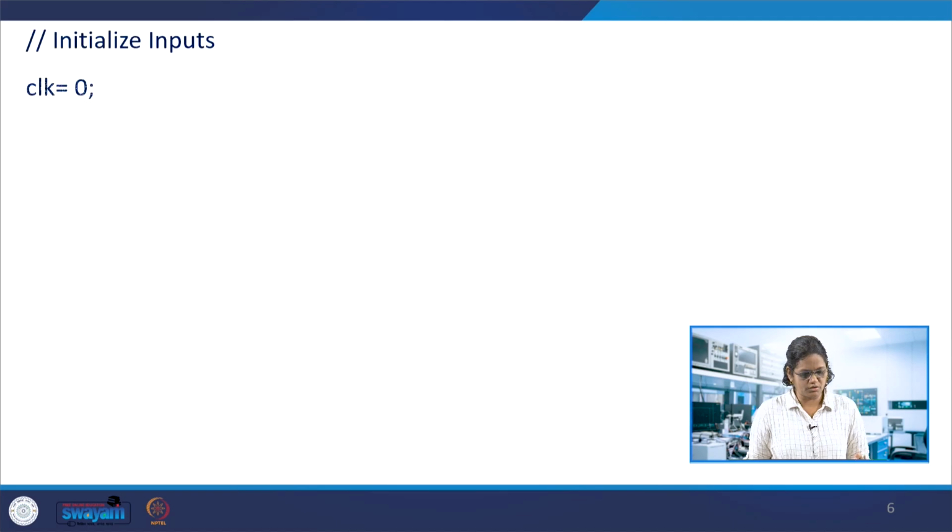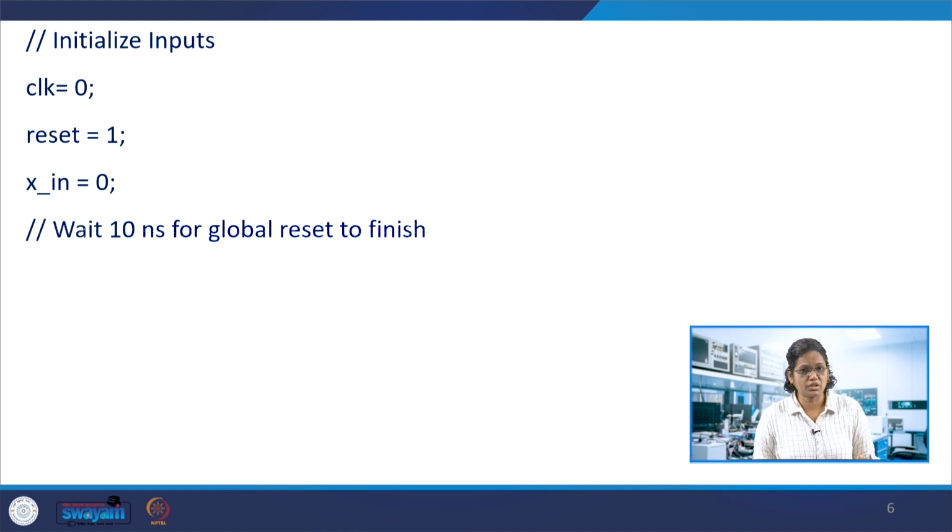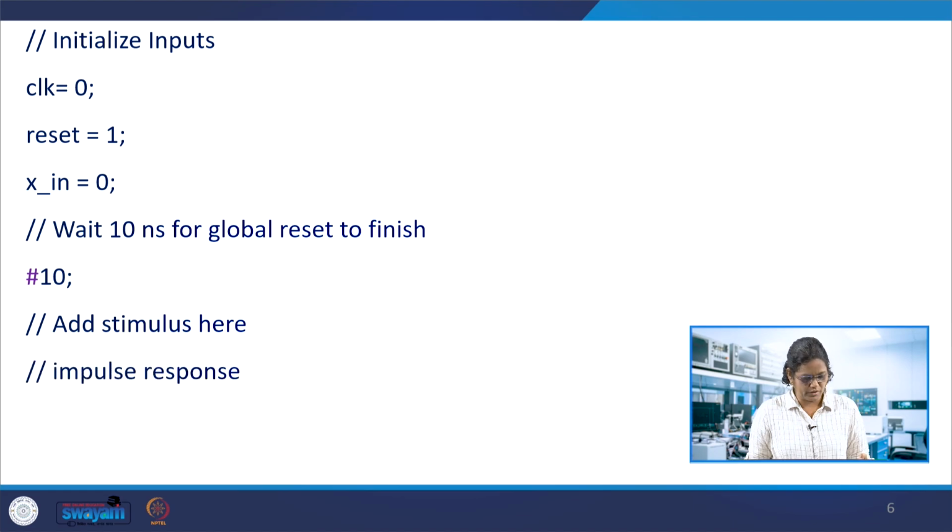So after that, initialize the values of clock, reset, and also x input, and wait for some nanoseconds for the global reset to finish. Here we generally use 100 nanoseconds, or here it's just given as 10 nanoseconds for the simulation. Add stimulus to get the impulse response.